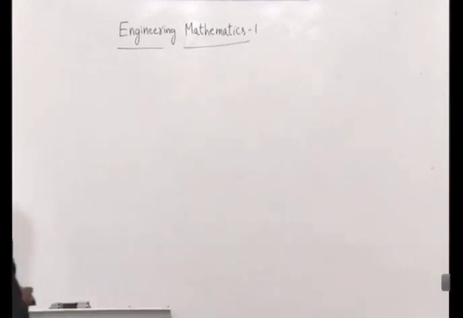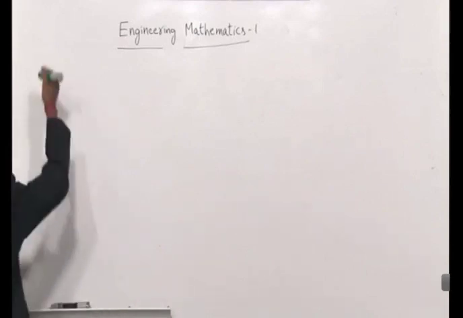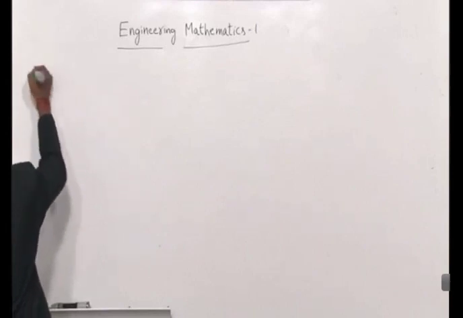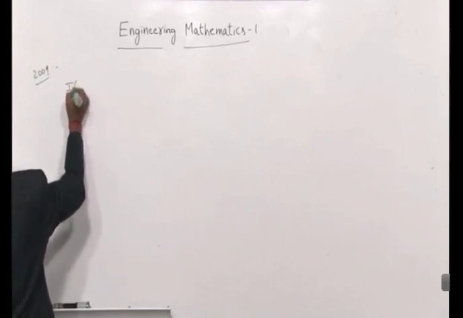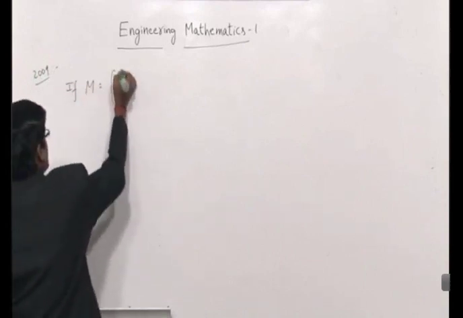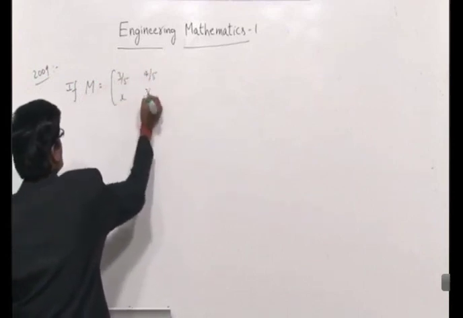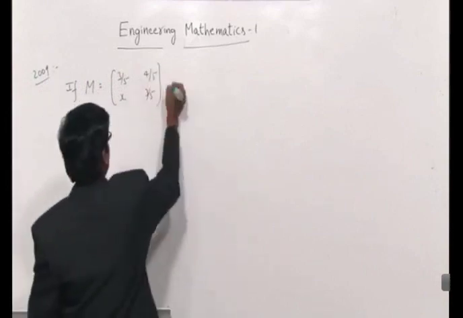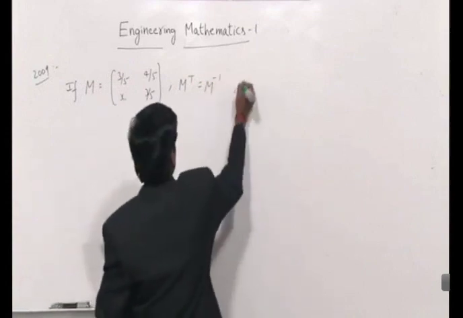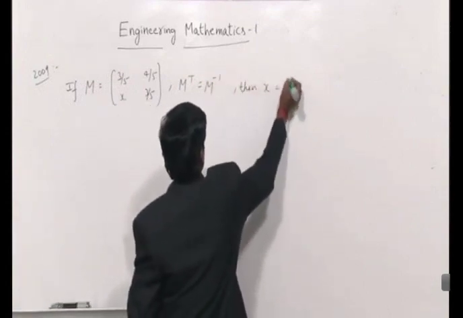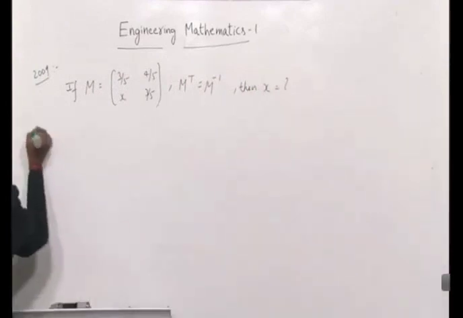I will do one example. This is given in 2009, 2 marks. If M is equal to [3/5, 4/5; x, 3/5], that is 3 by 4, comma, M transpose is equal to M inverse, then the value of x is? Solution.